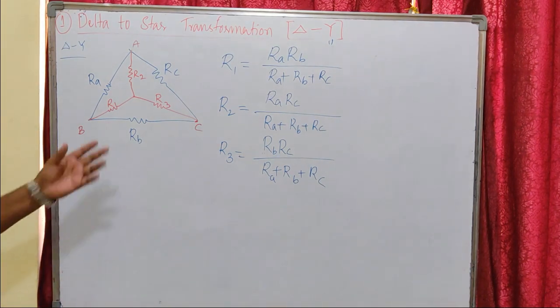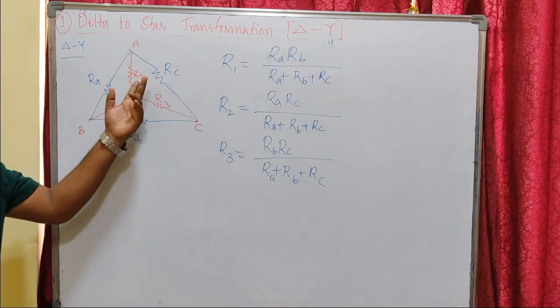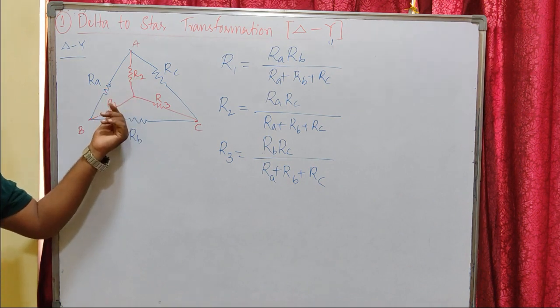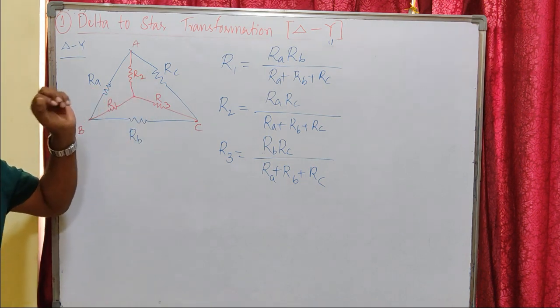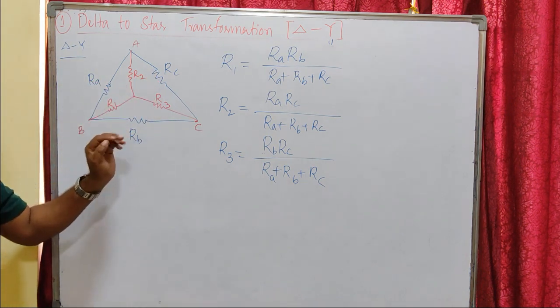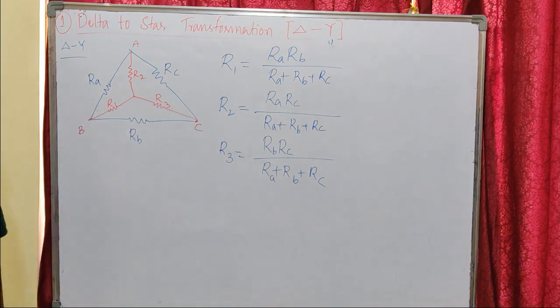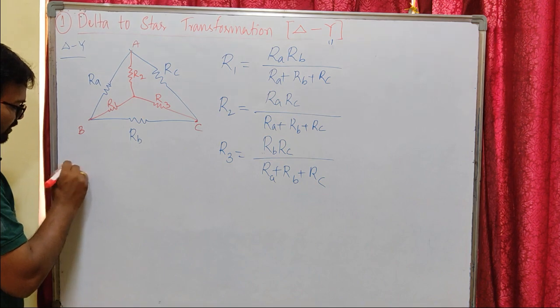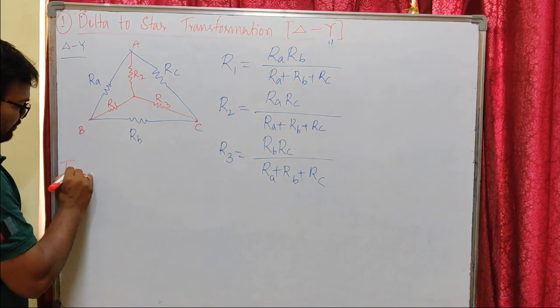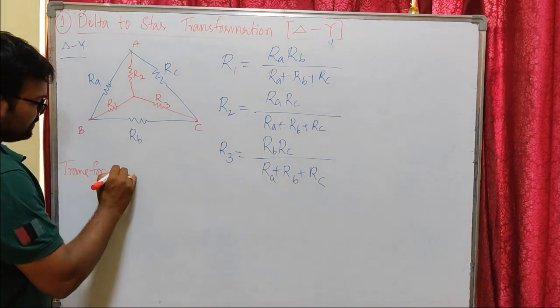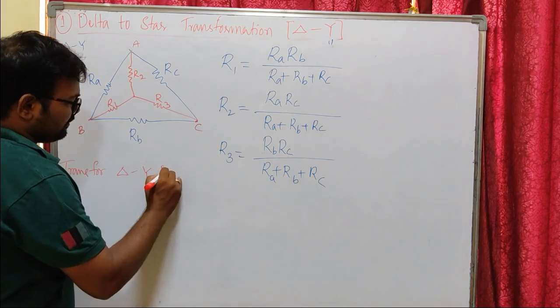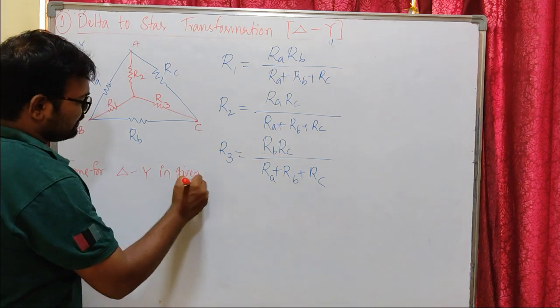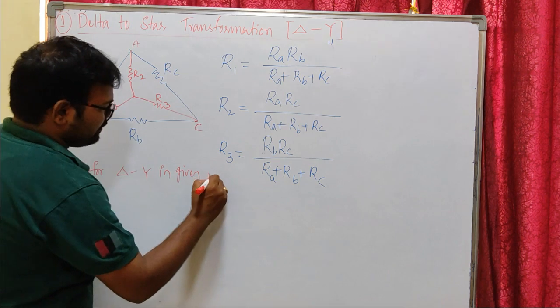So here you can convert a delta connection to star connection, and the star connection values are R1 in terms of RA, RB, RC, and R2 also in terms of RA, RB, RC, and R3 in terms of RA, RB, RC. So let us take one example so that you can understand it clearly. Convert or transform the given delta network into star network.